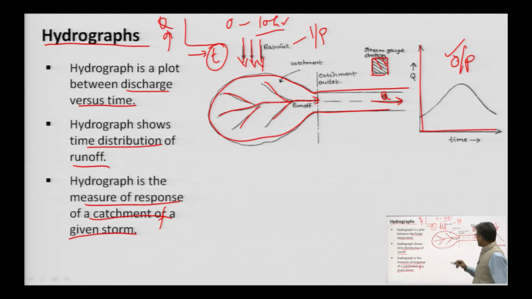Once the precipitation is there at time t equal to 0, at a certain time t the quantity of discharge is recorded and plotted, then we will get that wave. The shape that we get depends upon the catchment. Come to the next slide.